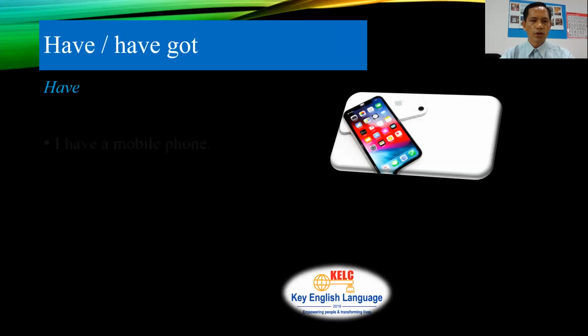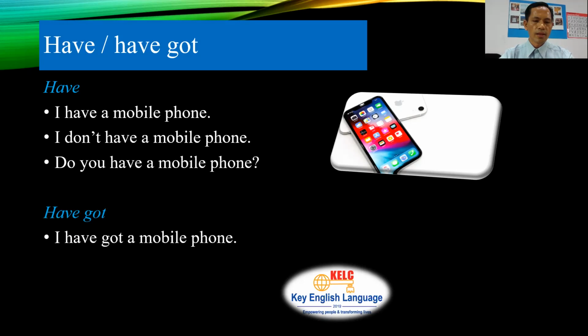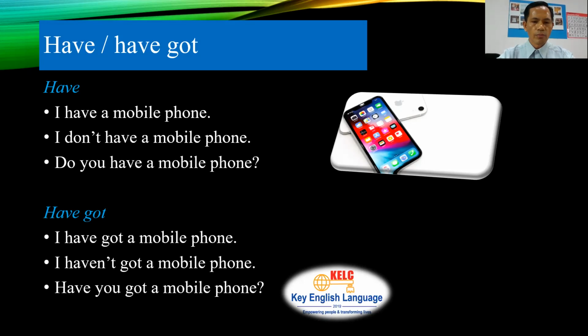Have and have got. Let's see the form first. I have a mobile phone is the positive form. I don't have a mobile phone is the negative form. And the question form is, do you have a mobile phone? What about have got? I have got a mobile phone, positive sentence. I haven't got a mobile phone, negative sentence. Have you got a mobile phone? That's the question form.